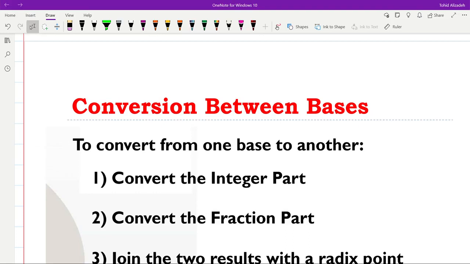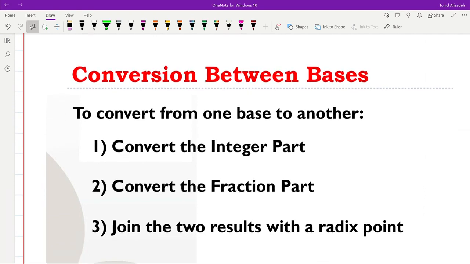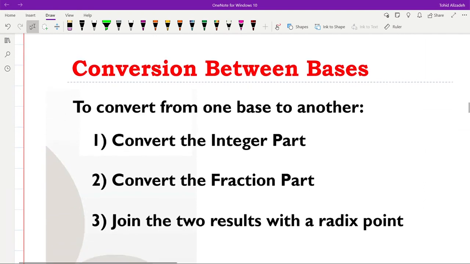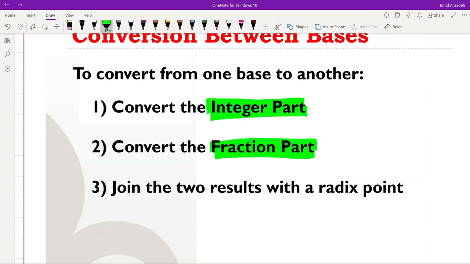In this video lecture, which is the second part of lecture number 2, we are going to see how we can convert between different bases. In order to convert from one base to another, we convert the integer part separately. We can convert the fraction part separately as well. And then we can combine these two using a radix point.